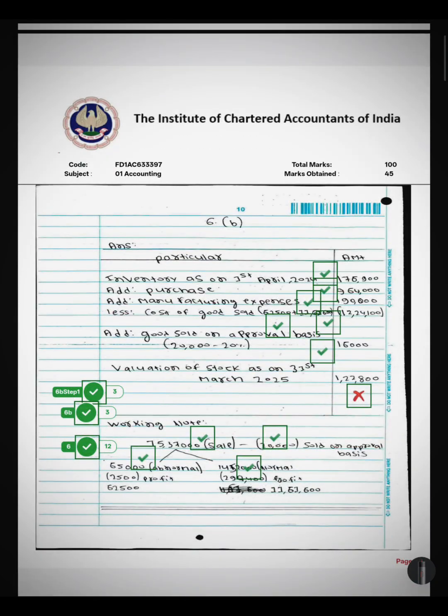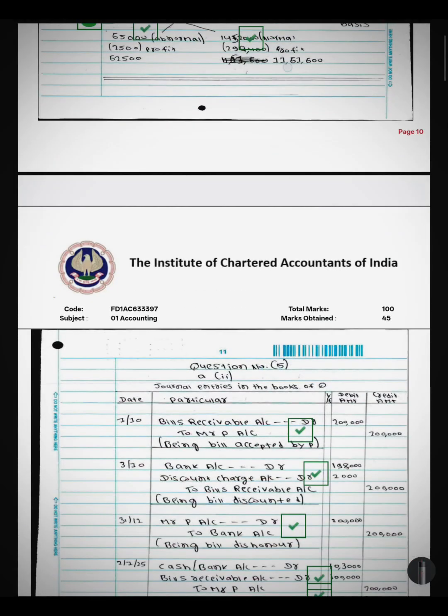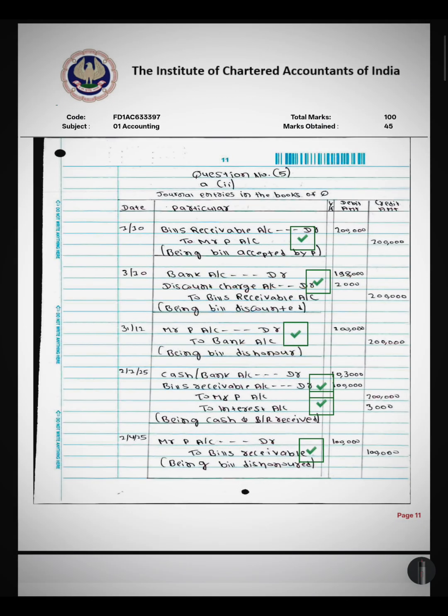Then I went to 6B here. It was a question on inventory and it was for 5 marks, and I made one mistake here, this one, and because of this my final answer was wrong, and for this reason the teacher cut nearly 2 marks here. You can see the teacher has allotted me step marking for step 1, 2, 3. So out of 5 marks I got 3 marks, and I have shown my working note here at the bottom.